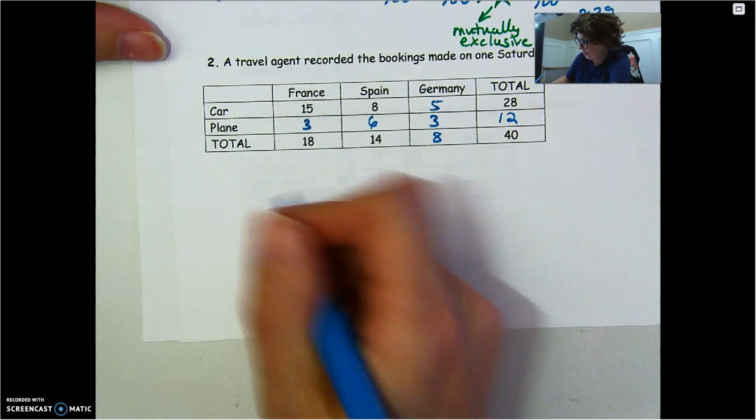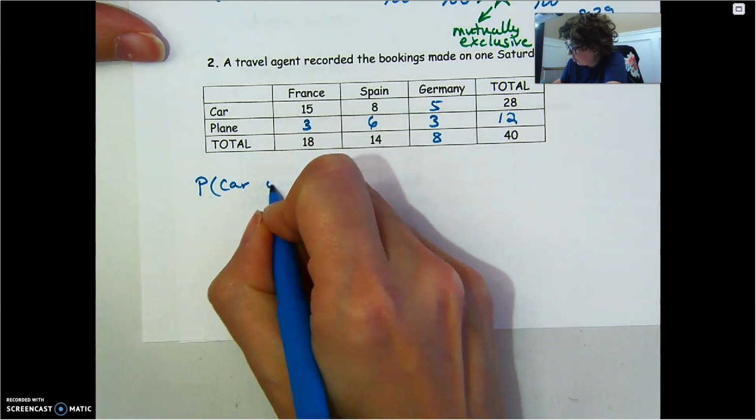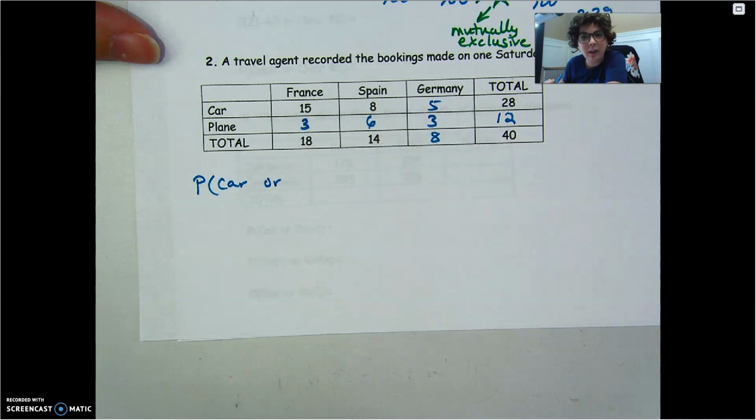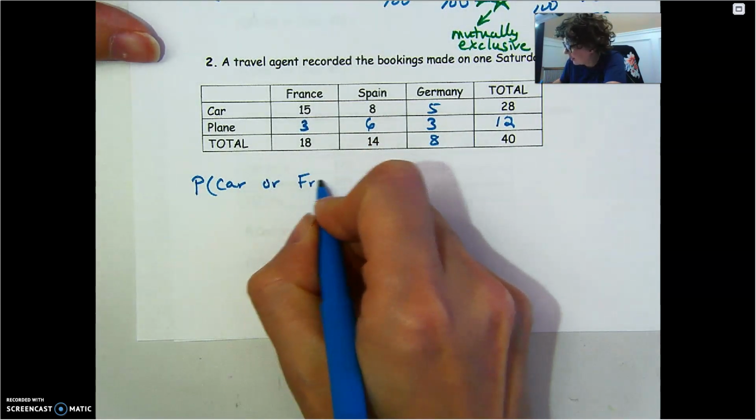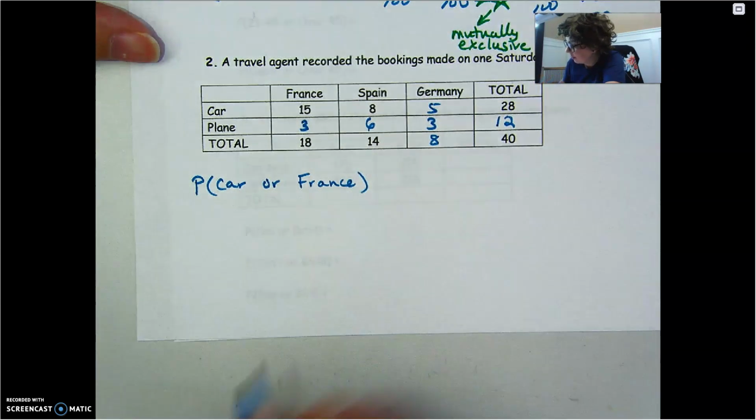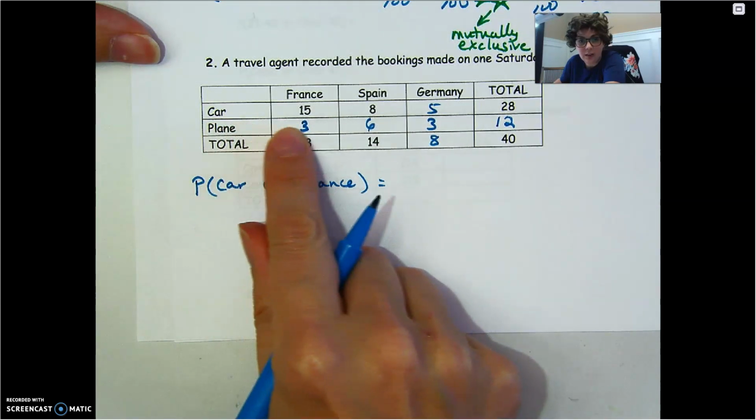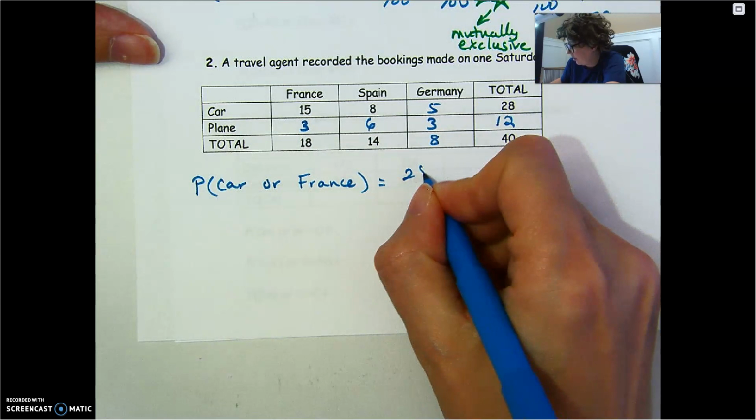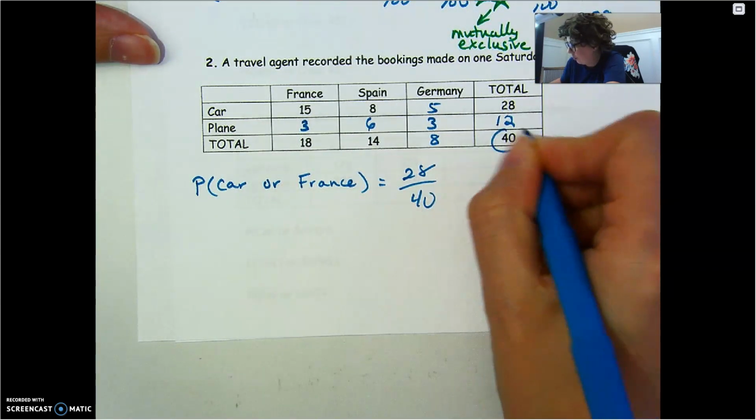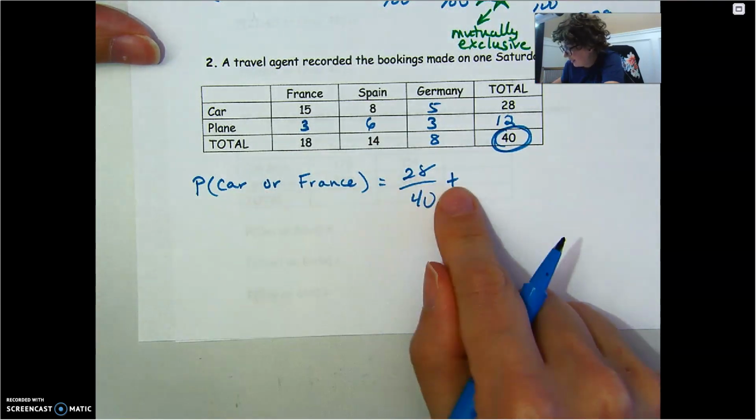We've got the probability of car, or what do you want to do? France? Okay, I'll do that. So car or France. Okay, so in the chart, we've got car. So I'm going to look at the row for car. That's a total of 28. So we have 28 out of 40 this time, right? That's the grand total for this one. The word or means add.